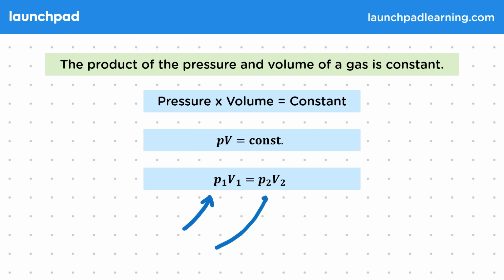In this equation, the pressure can be measured in pascals and the volume can be measured in meters cubed. But in reality, we can use any units as long as the pressures and the volumes match before and after. For your exam, you will need to be able to identify when to use the P1V1 equals P2V2 equation and when to use the constant. Let's have a look at an example using these equations.